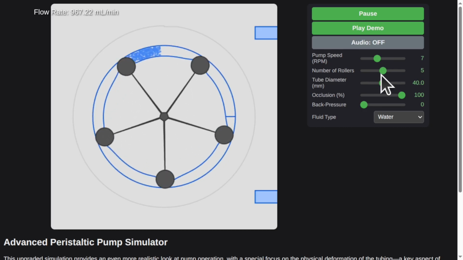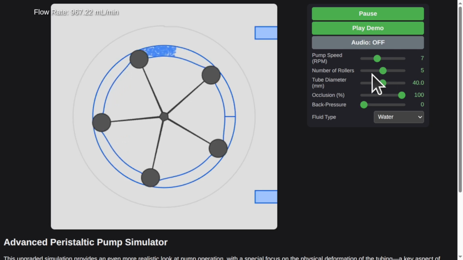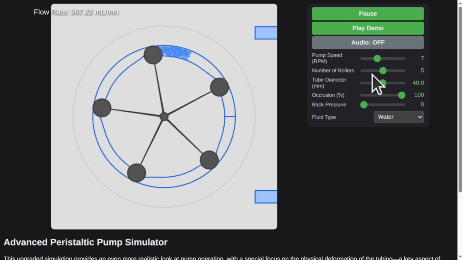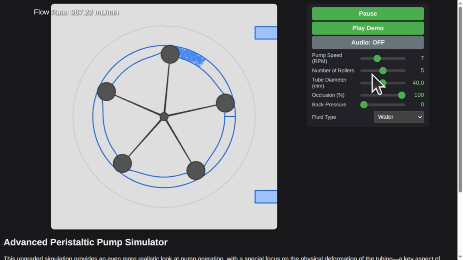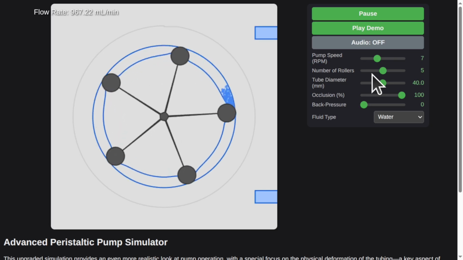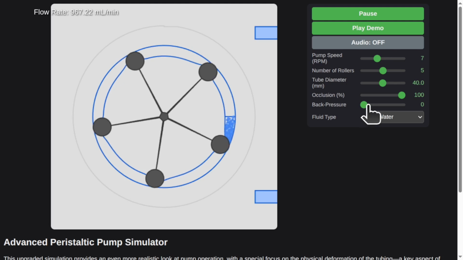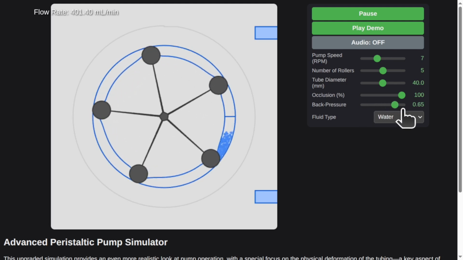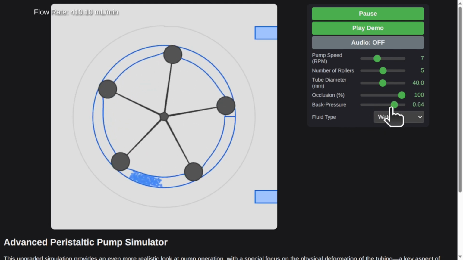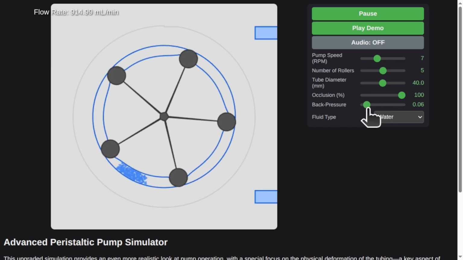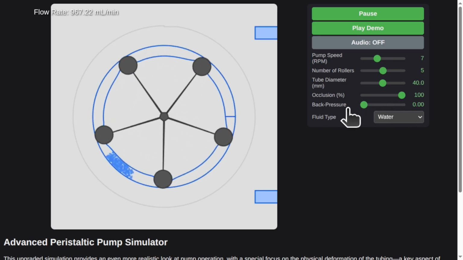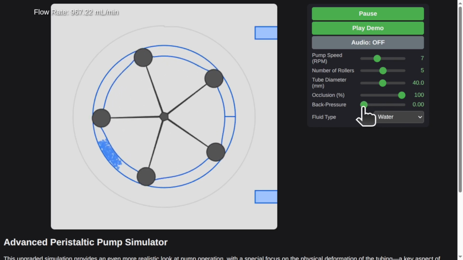Occlusion indicates the percentage the rollers compress the tubing. Back pressure is the pressure the pump is working against, and fluid type allows you to select the liquid being pumped. Back pressure refers to the resistance or pressure that the fluid encounters as it is being pumped, which the pump has to overcome. When the back pressure is adjusted, the flow rate at the top left of the screen changes, indicating a direct effect on the pump's performance.